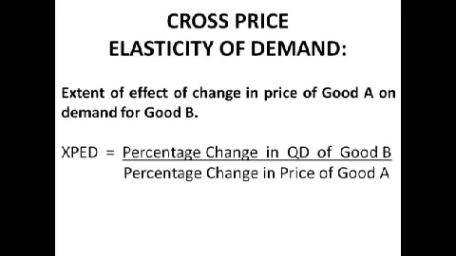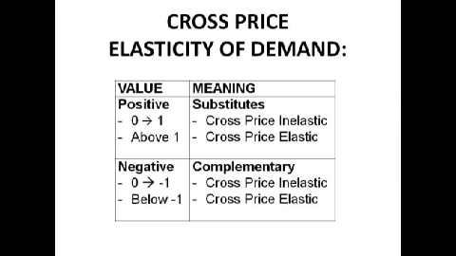Now remember, it's quantity on the top and price on the bottom, and B on the top and A on the bottom, because you might be thinking in your head, oh, it should be A on the top and B on the bottom, but no, it's B on the top and A on the bottom. Now let's decipher some figures for cross-price elasticity of demand.